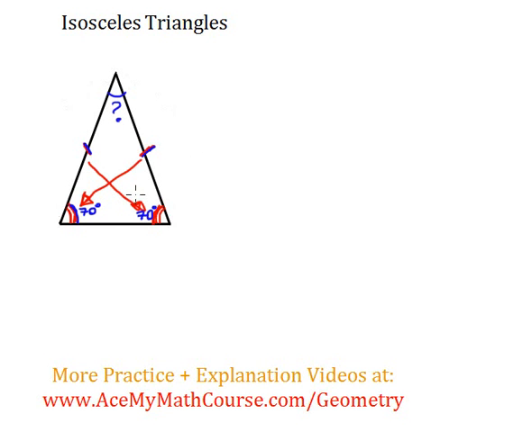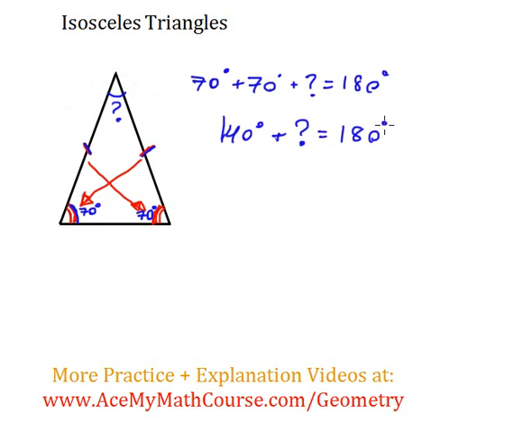Well, we know that the sum of interior angles in a triangle is always 180 degrees. So 70 plus question mark will equal 180. 70 plus 70 is 140, so we have 140 degrees plus question mark equals 180 degrees. So we can subtract 140 degrees from both sides of the equation. 180 minus 140 is just 40 degrees. So question mark here, this angle measures 40 degrees.